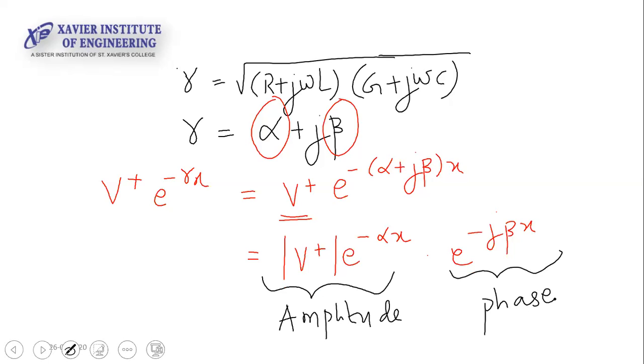So gamma has two components for the wave propagation. One is alpha and the other is beta. The real part controls the amplitude of the wave. So this is basically the real part. And the imaginary part that you're observing here controls the phase variation of the traveling wave along the transmission line. Is this clear to you? Can I proceed?